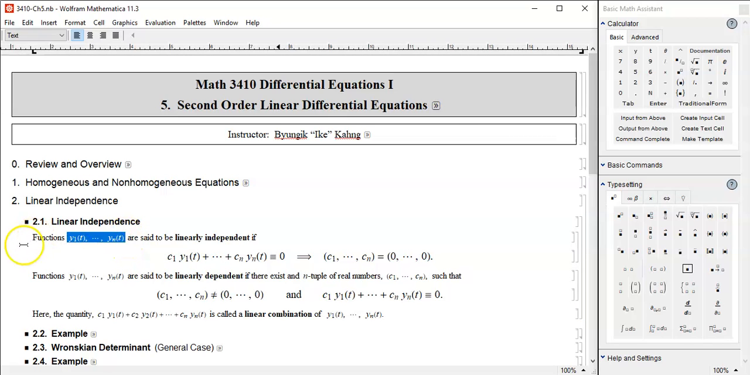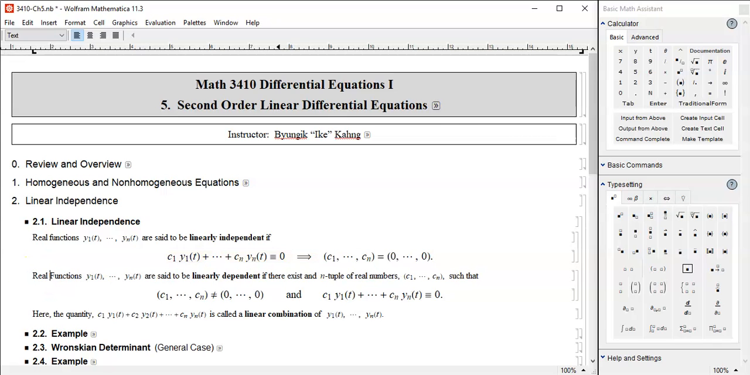Real functions y1 through yn are said to be linearly independent if c1y1 plus c2y2 plus c3y3 all the way up to cn yn is constantly equal to 0 means all the coefficients are 0. That's what linear independence means.